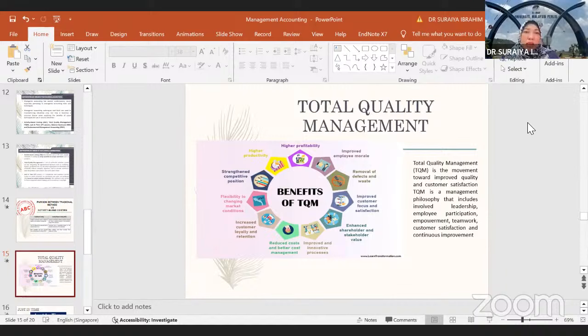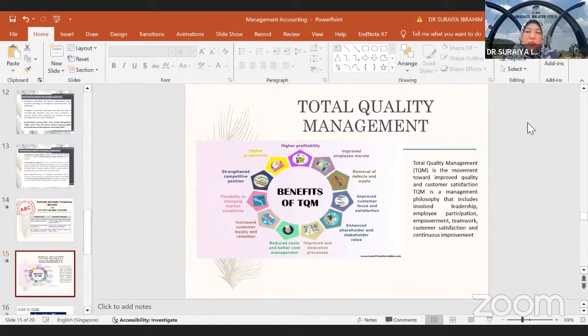So here, the indicators previously provided by the old approach referred only to productivity, cost, and profit. While in the new approach of TQM, they have indicators related to value to the client as well. Okay, value to the client.